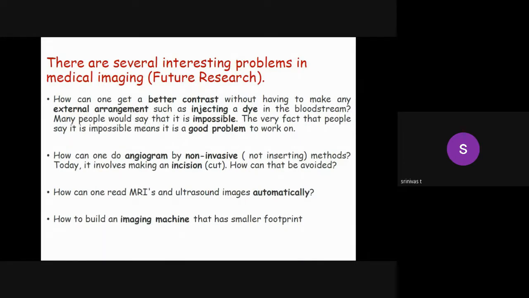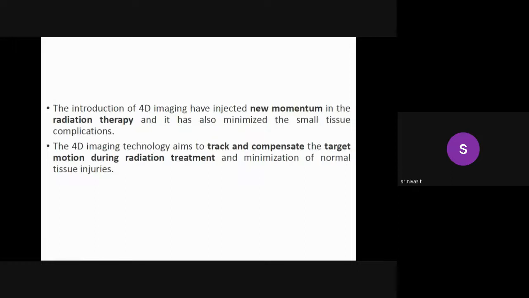How to build an imaging machine with a smaller footprint? We have to work on that, and we have to reduce the size. Lab on chip is something you have to introduce, so that we can reduce the complexity and bulkiness of the system. Next slide.